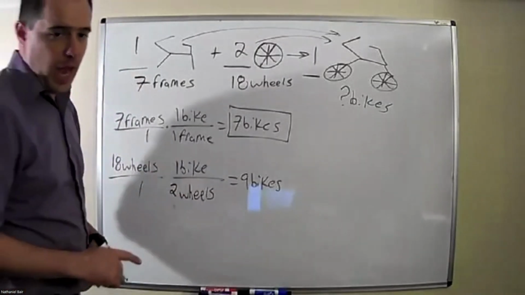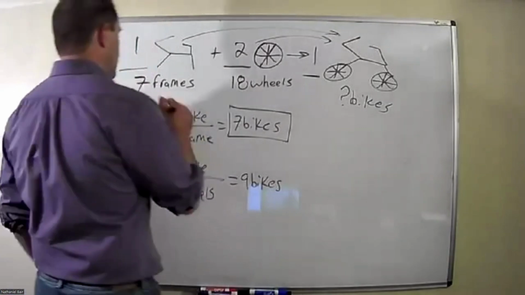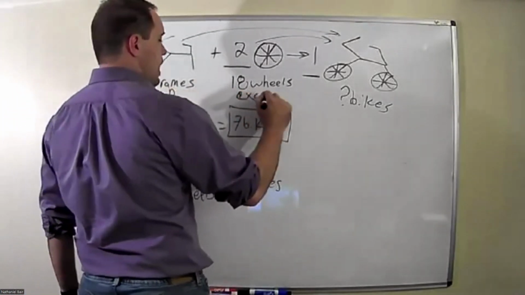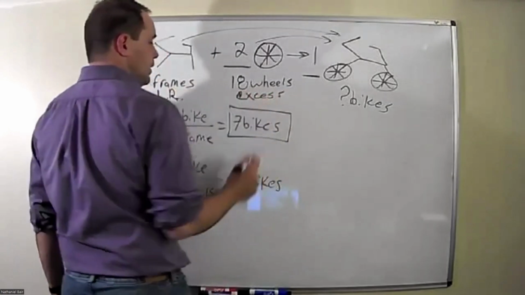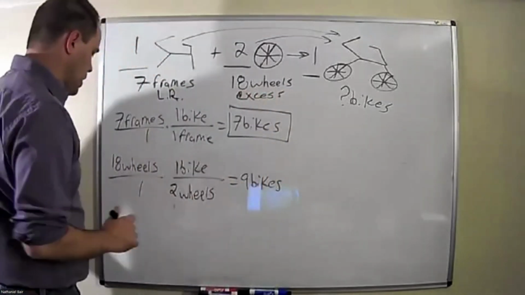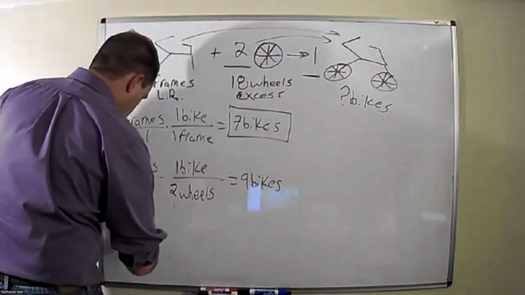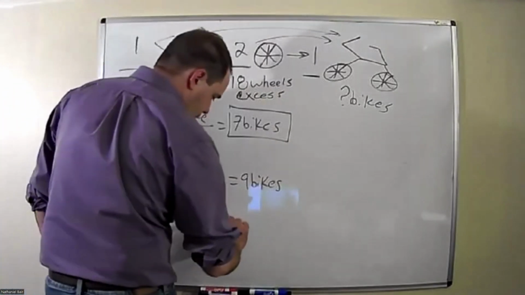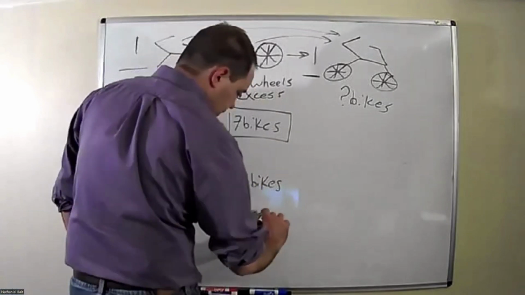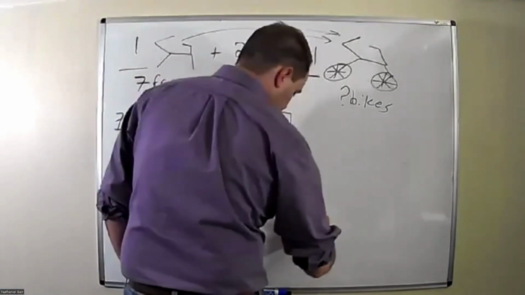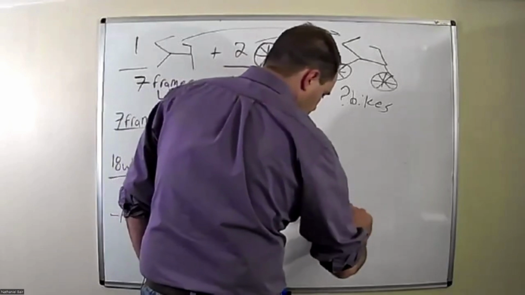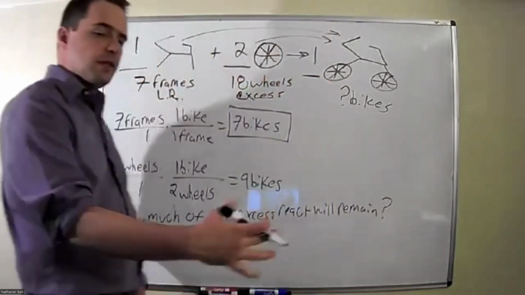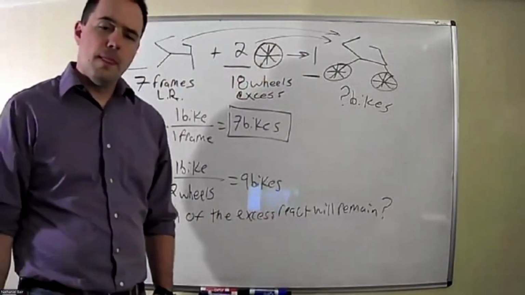Here's the extension I'm going to add to it. Okay, great. Frames are the limiting reactant. Wheels are in excess. Here's my question. I want to know how much of the excess reactant will remain unreacted. Like how much of the excess reactant am I going to have left over?